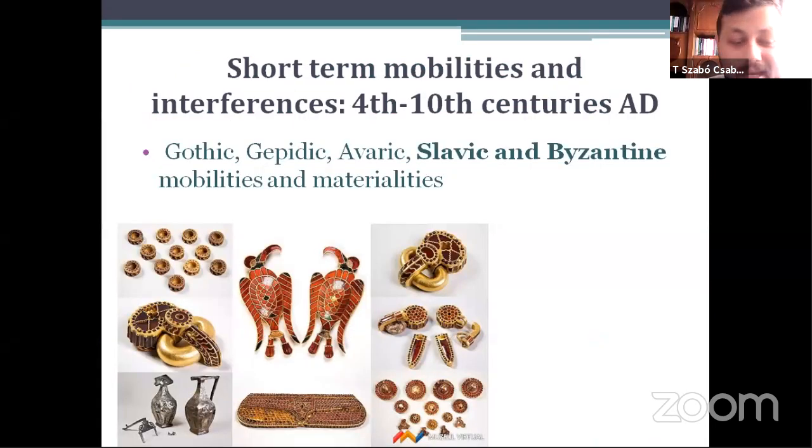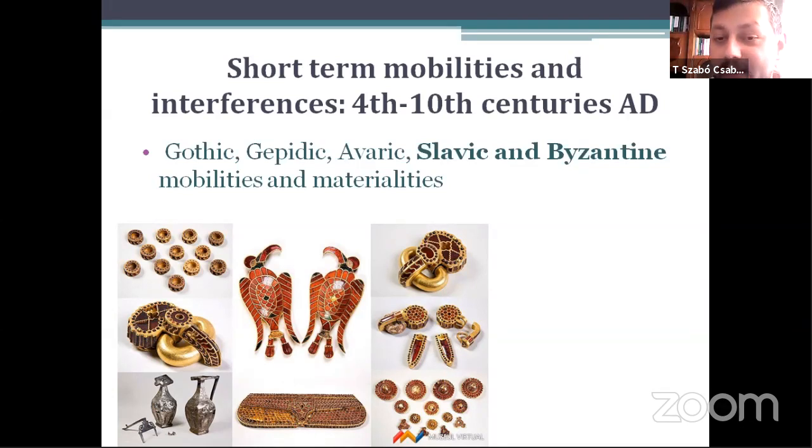From the 4th to the 10th century, Transylvania became a very dynamic corridor of mobilities. All of those people who passed through this area in this more than 6th, 7th century period: the Goths, the Gepids, the Avars, the different Slavic groups, and finally the Byzantine influences.